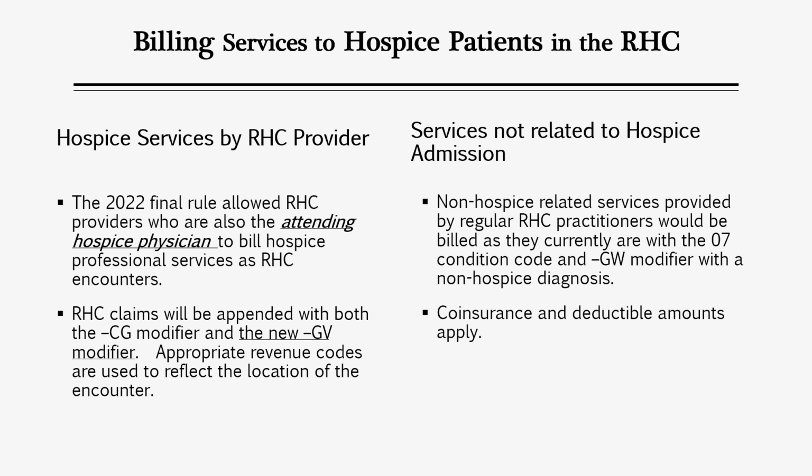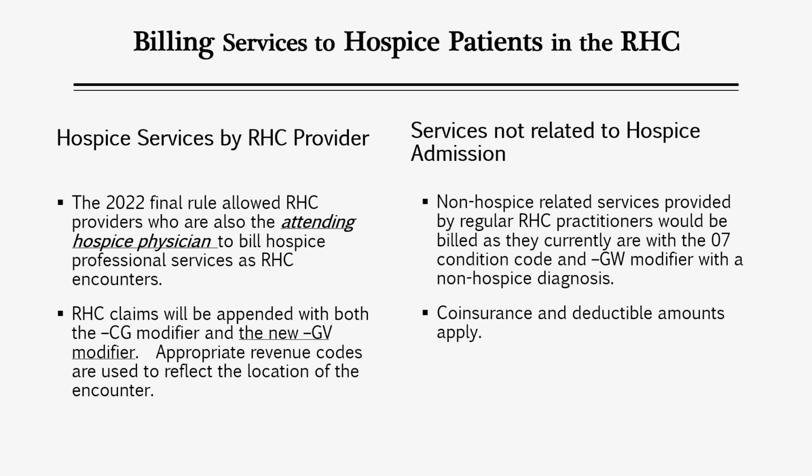If we treat a hospice patient, if we look at the right side of the screen, for a non-hospice related service, then we can get paid for that. We must append a 07 condition code up in the top section of our claim form, and we must put a GW modifier with a non-hospice diagnosis.